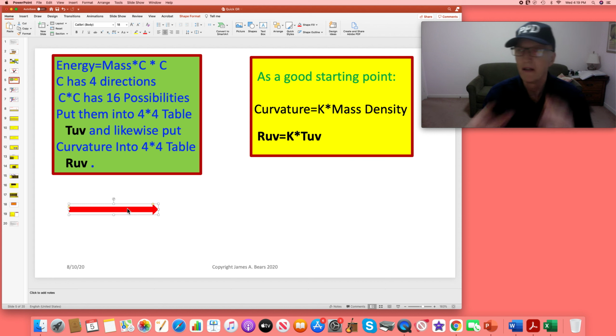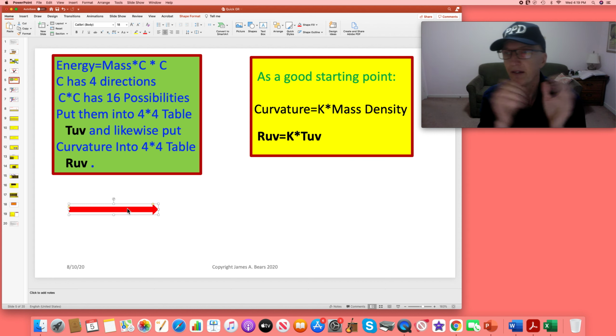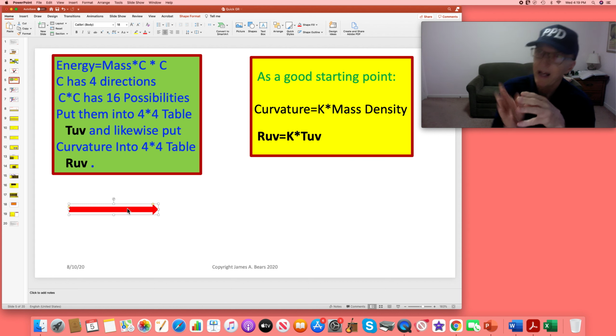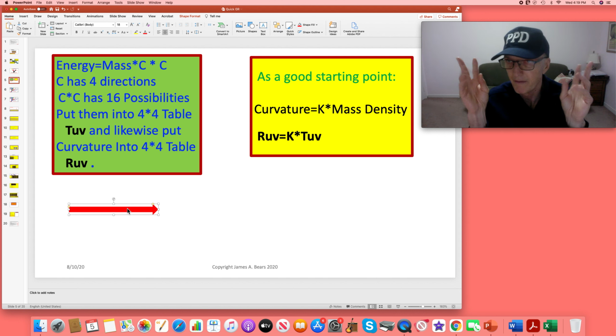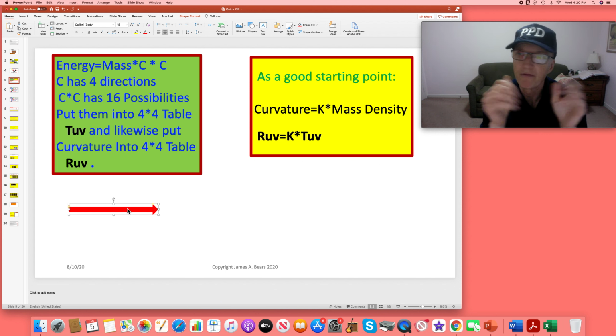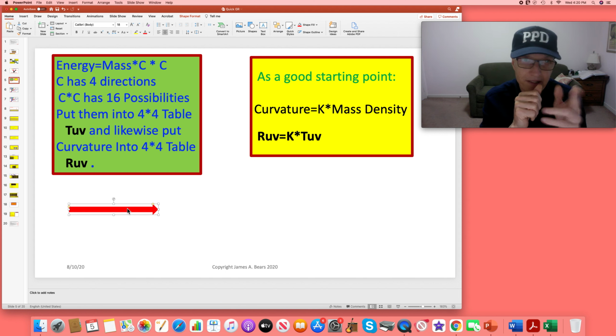Now, we live in four-dimensional space-time, three dimensions of distance and one dimension of time, which is actually the direction that the mass is traveling. We call that time. So c has 4 directions that it can point. So there are 4 degrees of freedom. And so c times c, which is c squared, then has 4 times 4, or 16 possible directions.